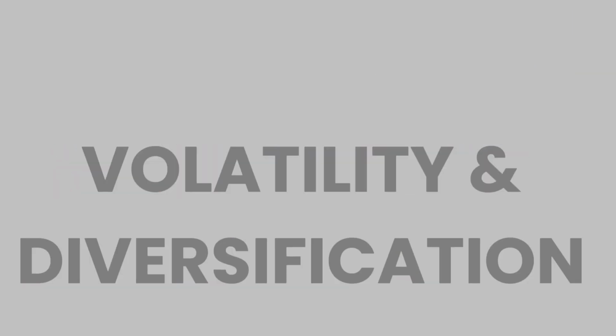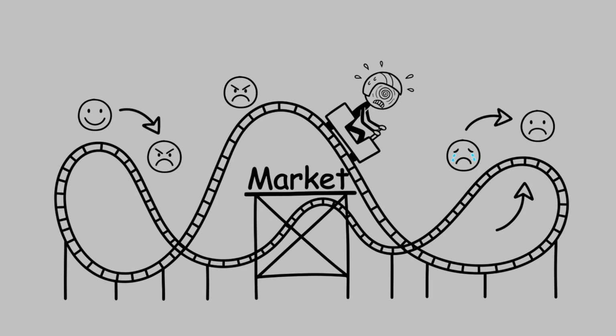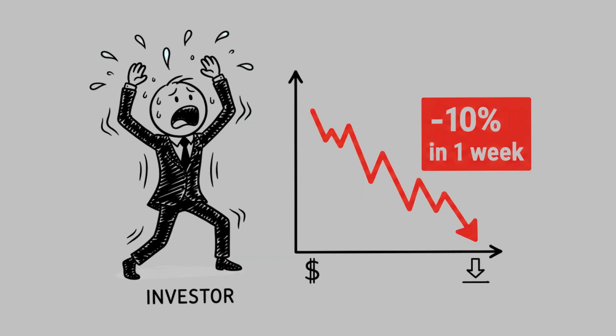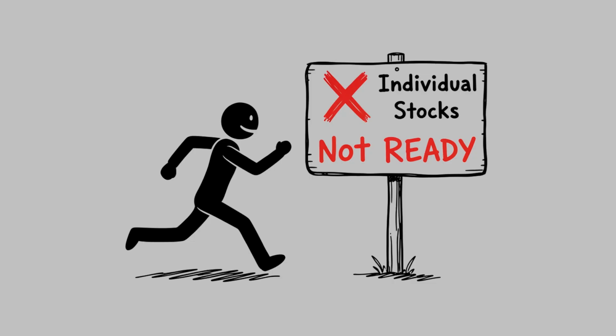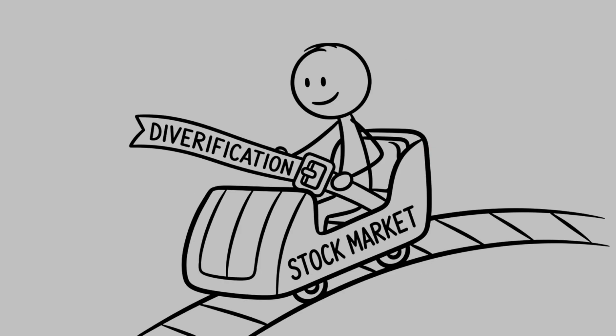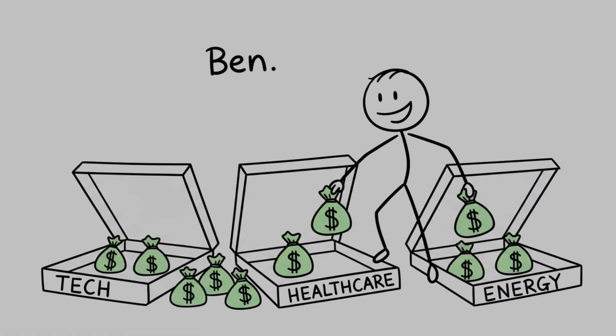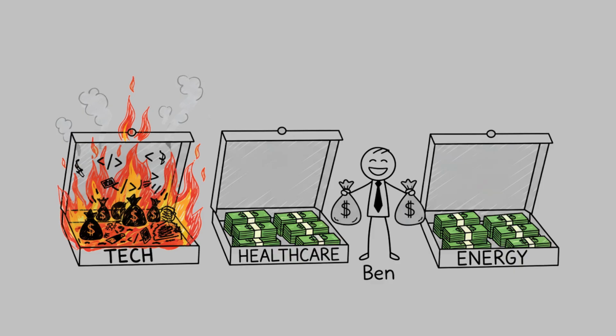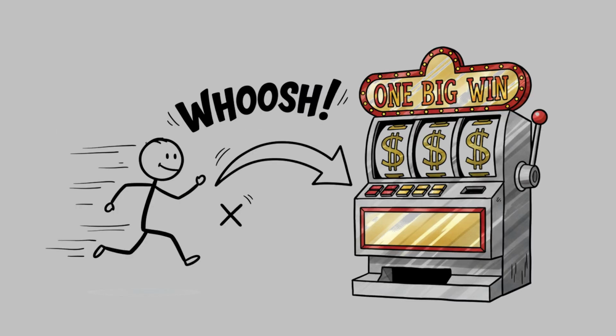Term 10, volatility and diversification. Volatility is the market's mood swings. If you can't handle a 10% drop in a week, you aren't ready for individual stocks. Your seatbelt is diversification. Don't put all your pizza slices in one box. By spreading money across tech, healthcare, and energy, Ben ensures that one bad sector doesn't bankrupt him. Diversification isn't about hitting the jackpot. It's about staying in the game long enough for compound interest to take over.